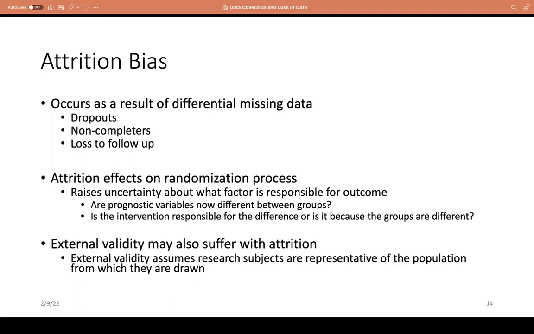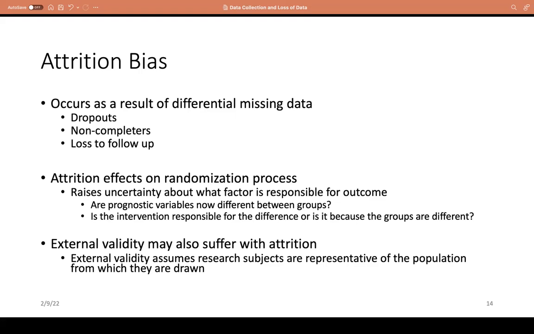And so again, we're concerned about things like dropouts, or what are sometimes called non-completers, or people that are lost to follow-up. Those aren't all the same thing. So, people that are consciously dropping out of a study versus people that for whatever reason are not able to be contacted, or just other reasons for why there may be missing data.